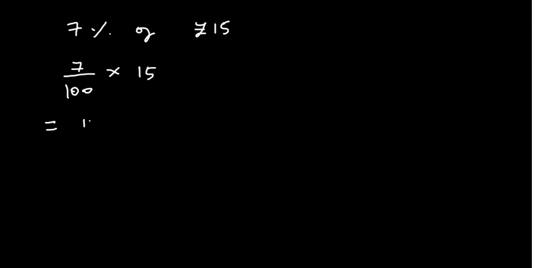Okay, let's try finding 7% of £15 this time. So 7% is 7 over 100 times 15. That would become 105 over 100, and that simplifies to give 1.05. So in other words, £1 5 pence.